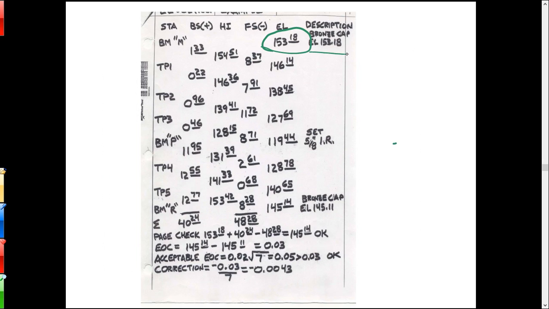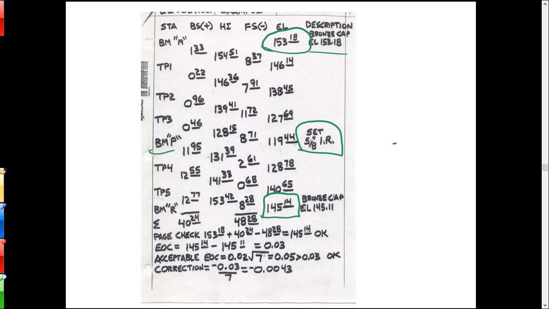So we start on a bronze cap at 153.18, and then we work through that survey and we get to benchmark R, and we've got 145.14. Okay, and we just keep track of our elevations as we go. We set benchmark P, and that's a 5/8 inch iron rod that we set down there. What are all those numbers you got crossed out, like 0.003? We'll get to those. Those are adjustments is what they are. We'll get to them here in just a minute. Okay. So we're still on like 332.